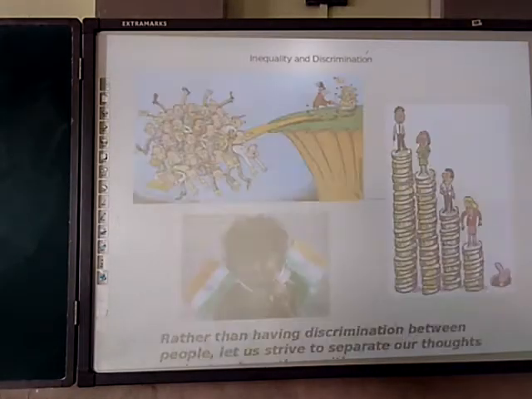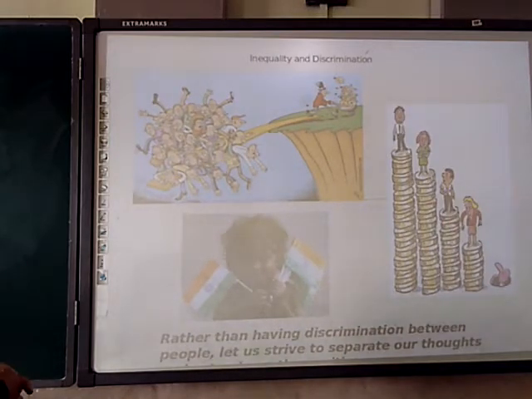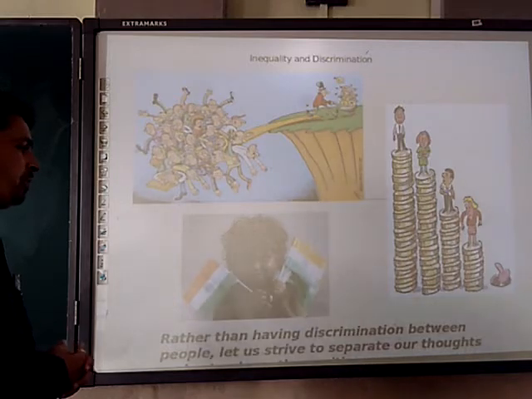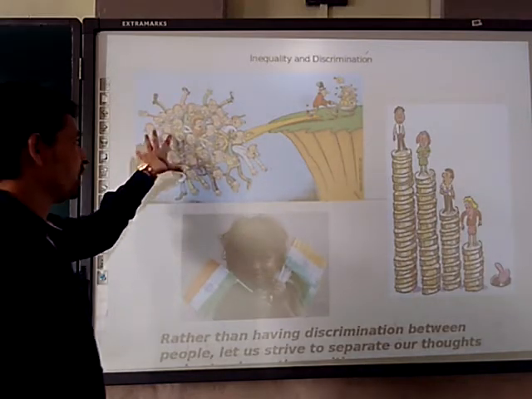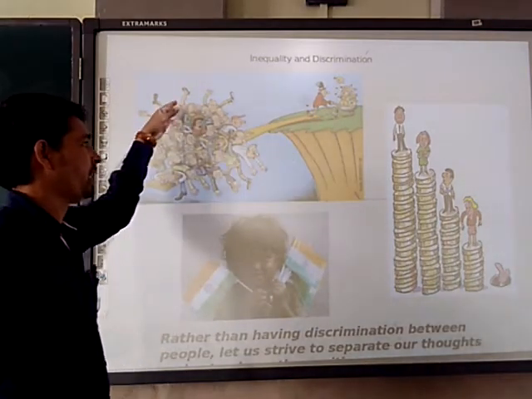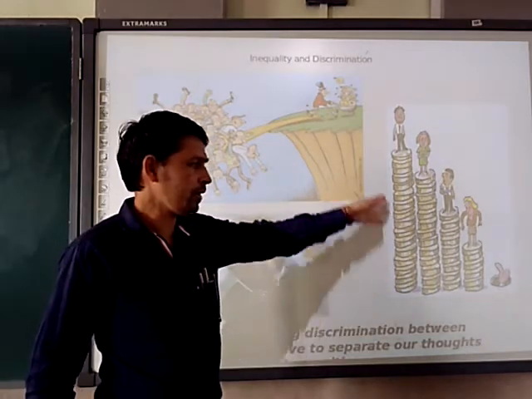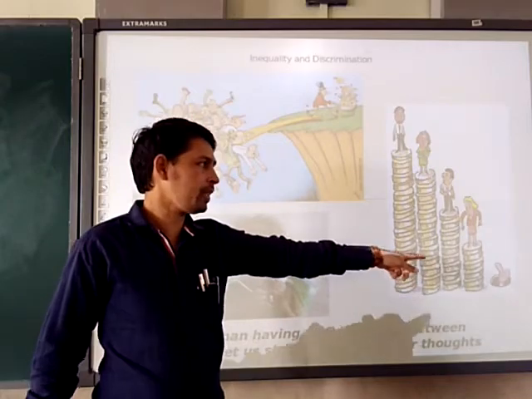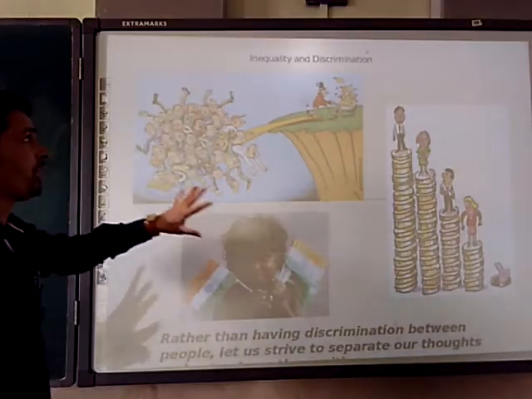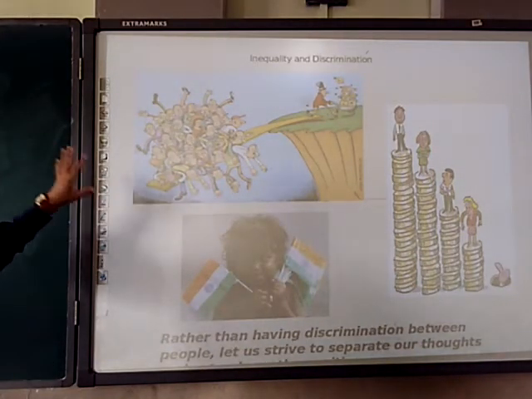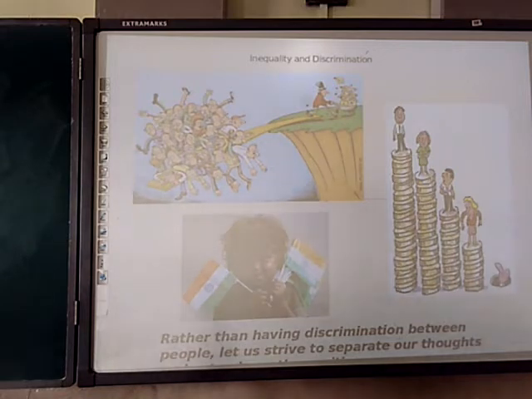Moving further, by this you can understand the discrimination between the rich people and the other people, how they see those who have money power and those who do not have money. By seeing this photograph, you can understand inequality and discrimination on the basis of money power.